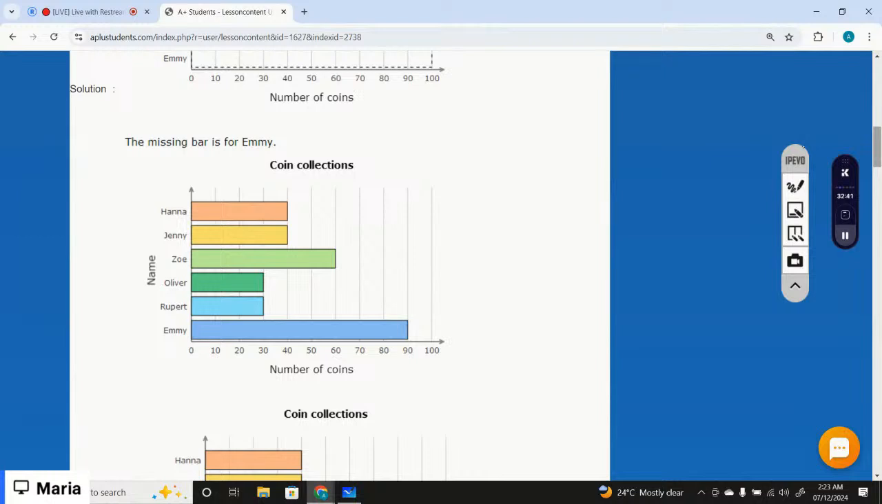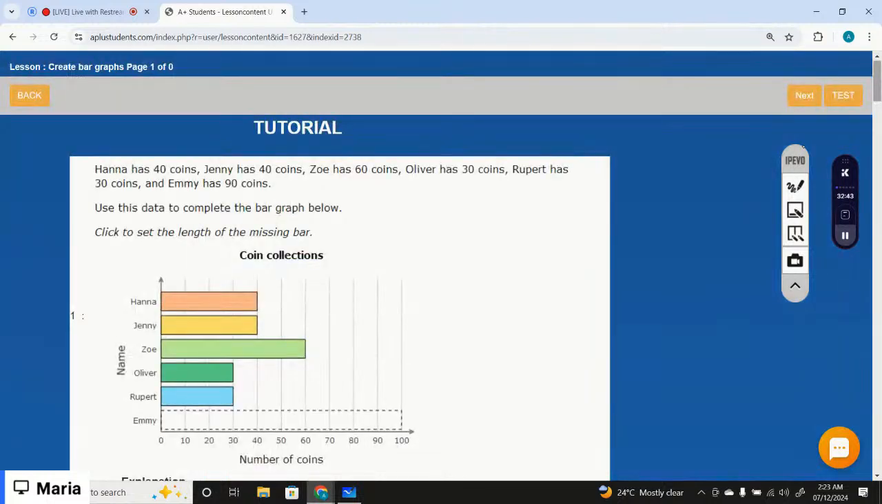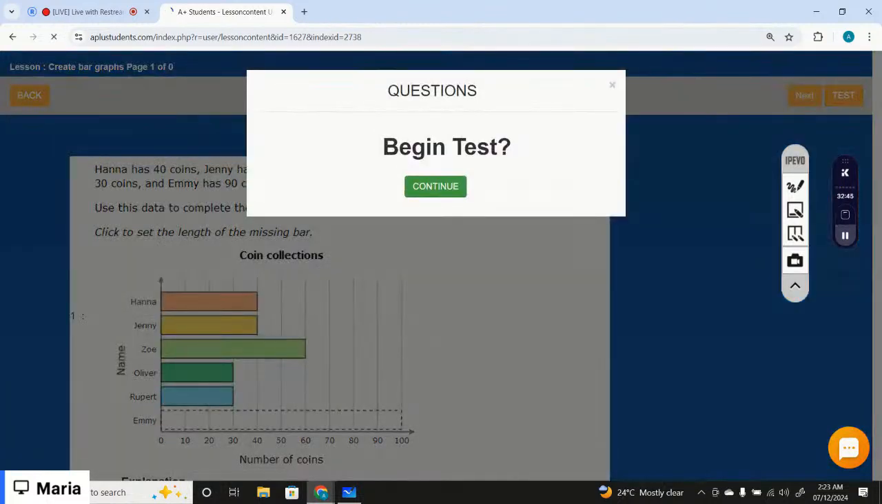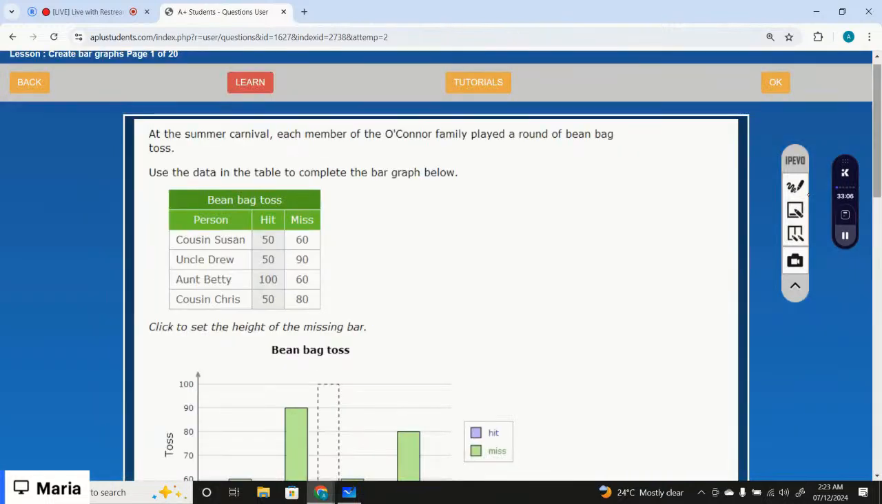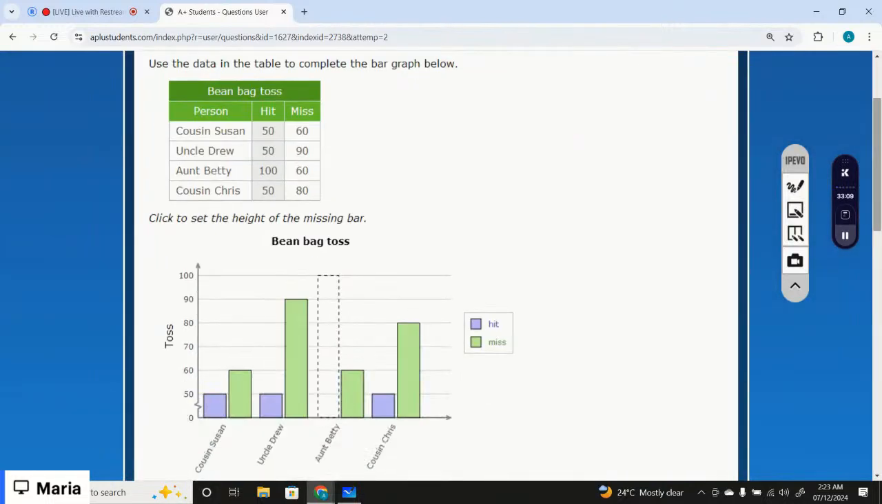Let's just start with the test questions. Let's see how we create the bar graph. At the summer carnival, each member of the O'Connor family played a round of beanbag toss. Use the data in the table to complete the bar graph below. So you are given the data, you have to complete the bar graph according to the given data. So here is the data.